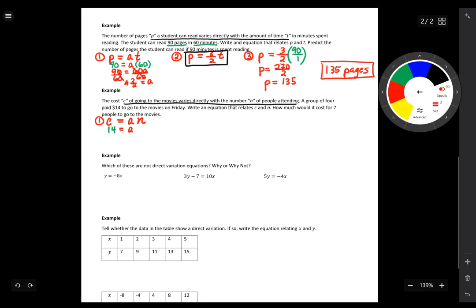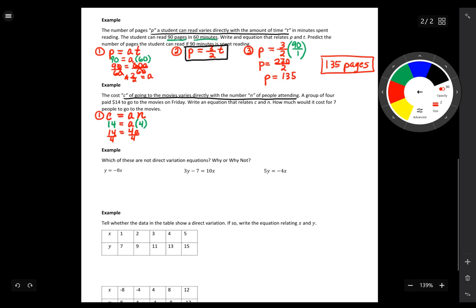Not going to replace A with anything, and we are going to replace N with the group of 4. Okay, that's 14 equals 4 times A, divide by 4. I'm going to divide top and bottom by 2 to get 7 over 2. So 7 over 2 equals A.